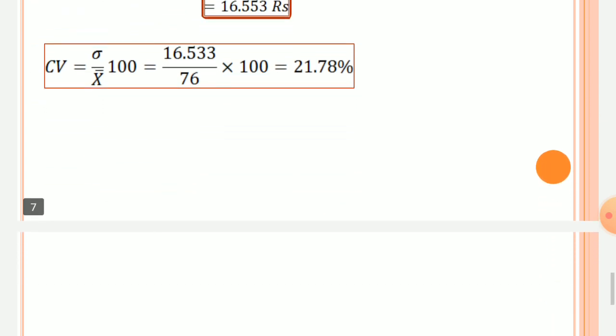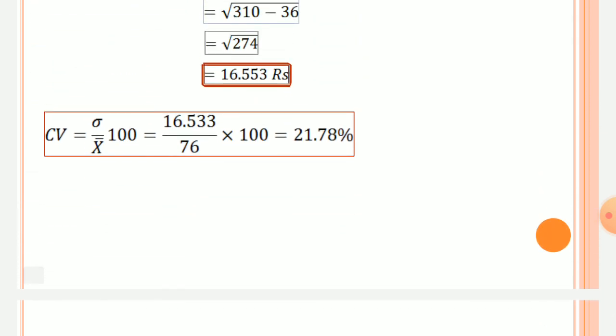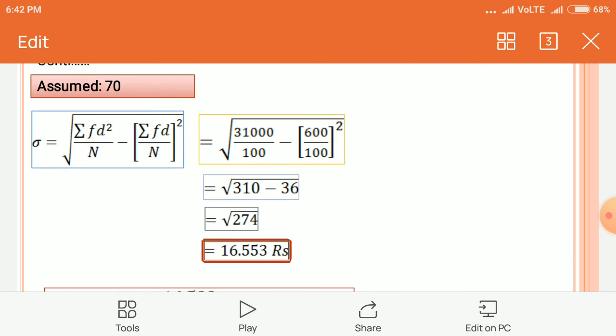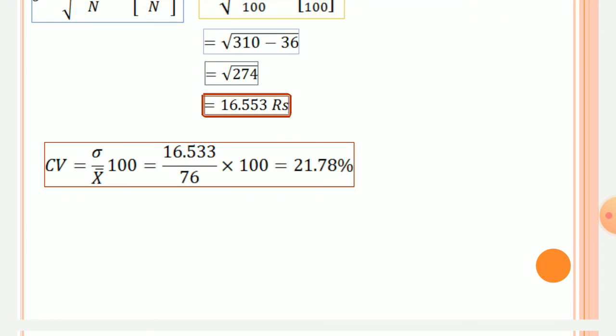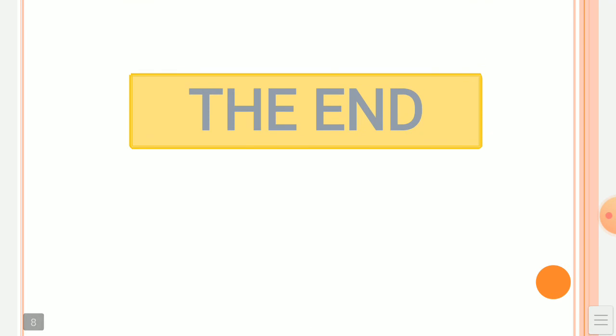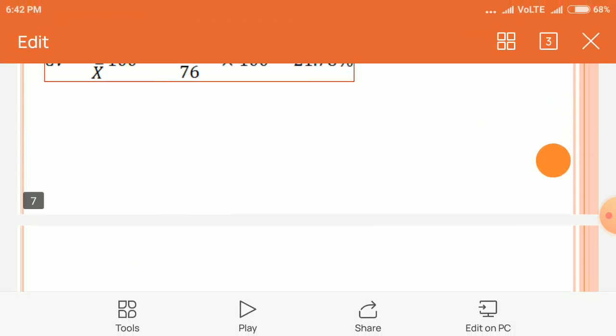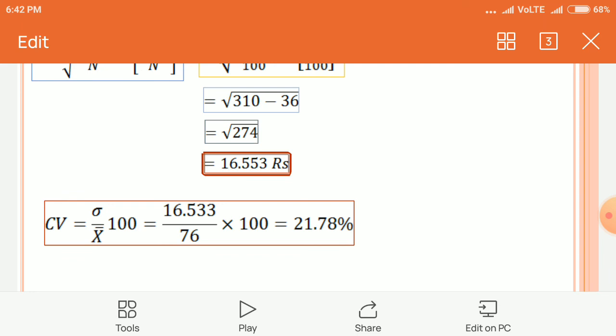Now the coefficient of variation, CV, can be calculated using the formula CV is equal to sigma by mean into 100. Sigma already calculated is 6.765, divided by mean 28.2, into 100.